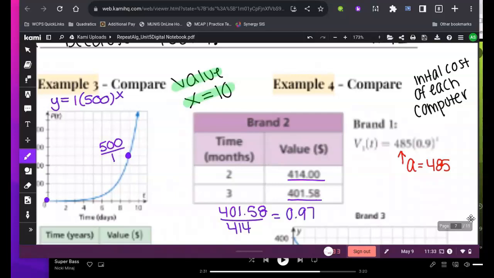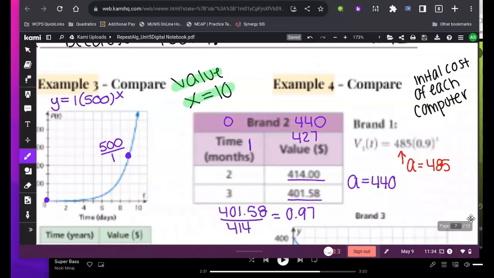So I'm going to take my 414 and I'm going to divide it by 0.97. And then I'm going to fill in the rest of my table. So after 1 month, the value was actually $427. And I'm going to do 427 divided by 0.97. So after 0 months, brand 2 costs $440. So for brand 2, our initial cost of the computer is $440.